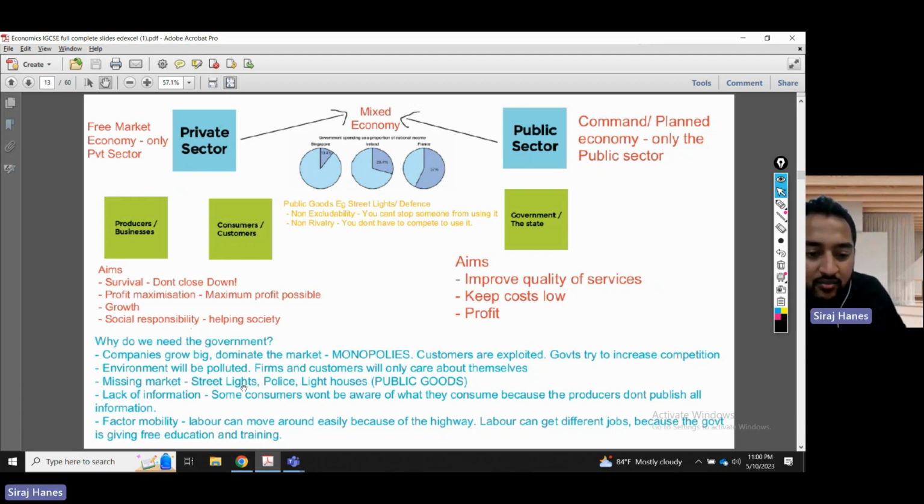Missing markets. These things won't be provided by the private sector because the private sector will never give anything for free, right? They won't give a free street light. You and I are not that generous. We're not going to give free street lights. So then what happens? There's a missing market. And if there is a missing market, the government will jump in to provide it. That's why we need the government.